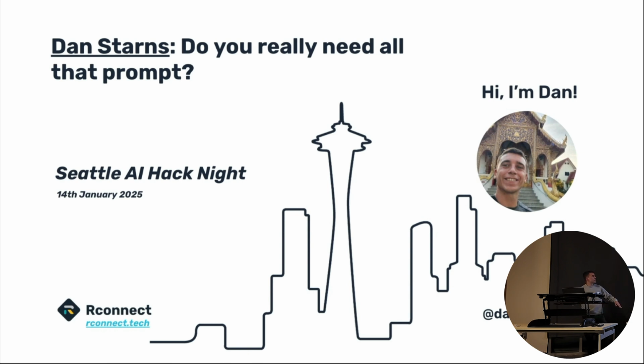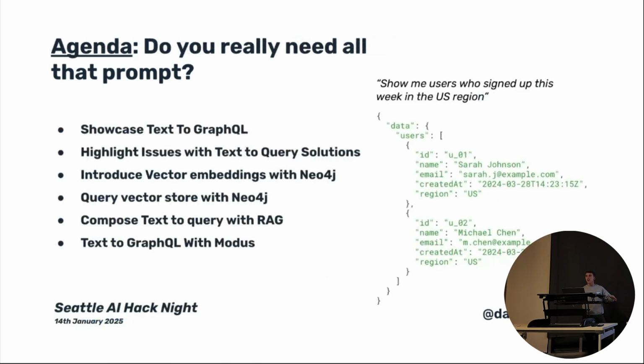I'm going to get straight to it. The title of my talk is called Do You Really Need All That Prompt? I basically wanted to inspire you to build AI tooling, but also just to be careful in how much prompt you actually send into the large language models. So I'm going to be showcasing this small tool that lets you build GraphQL queries from plain text.